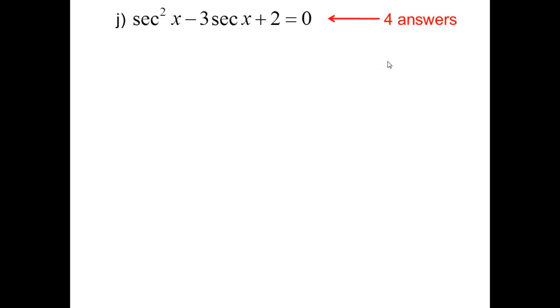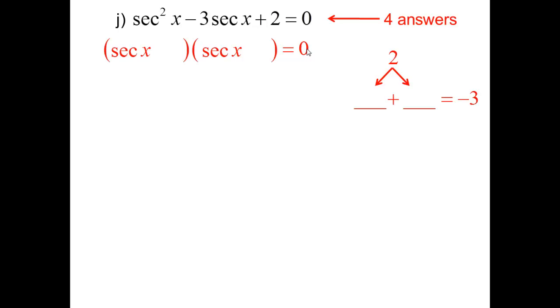We'll start by realizing I'm going to have at most 4 answers. We're going to break this into a double bubble. We'll put the secants in first, and then we'll do multiples of AC, 1 times 2, that add to negative 3. That would be negative 2 and negative 1. Sprinkle those in. Nothing to reduce, so that is my factorization.